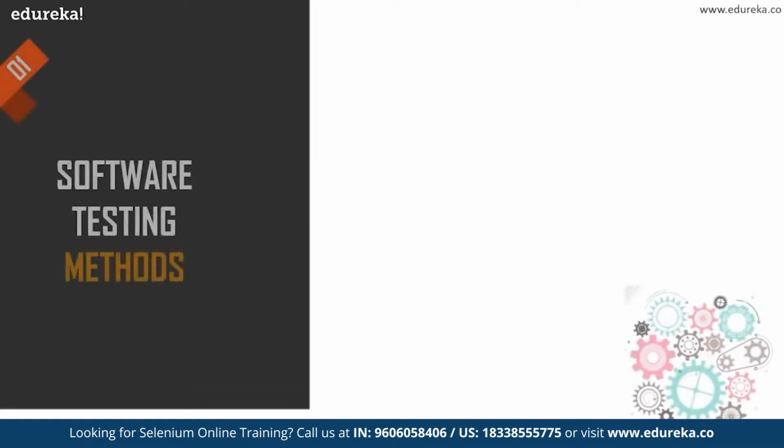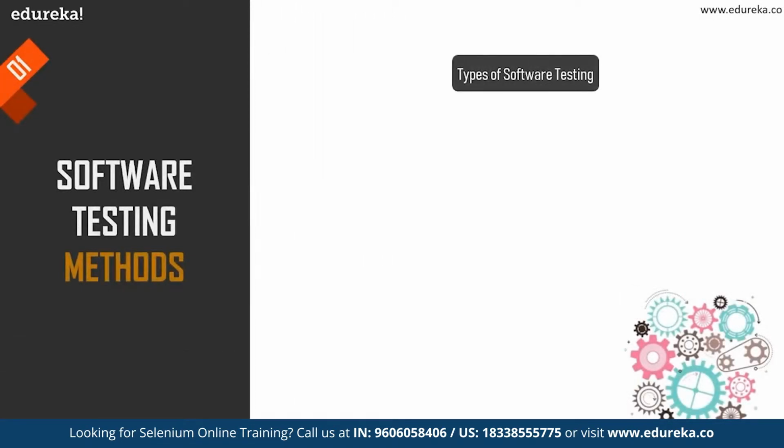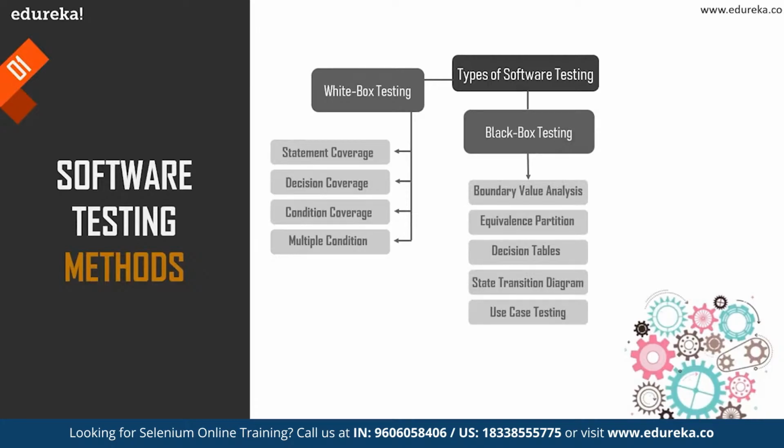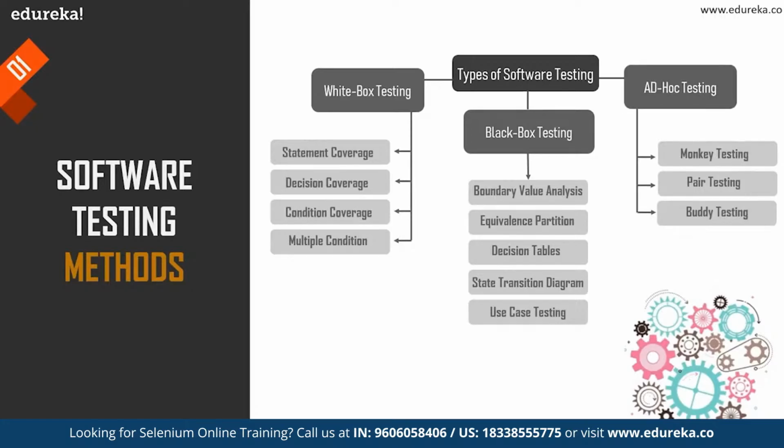So each of these methods that we discussed just now, I mean white box, black box, and ad hoc testing, has multiple techniques coming under these categories. For example, under white box, you have statement coverage, decision coverage, condition coverage, and multiple condition coverage. For black box testing, you have decision tables, use case testing, state transition diagram, BVA, which is nothing but boundary value analysis, and equivalence partitioning. Under ad hoc testing, we have pair testing, monkey testing, buddy testing, and much more. If you want to know more about any of these techniques, you can refer to the software testing methodologies and techniques video or blog in the Edureka playlist.